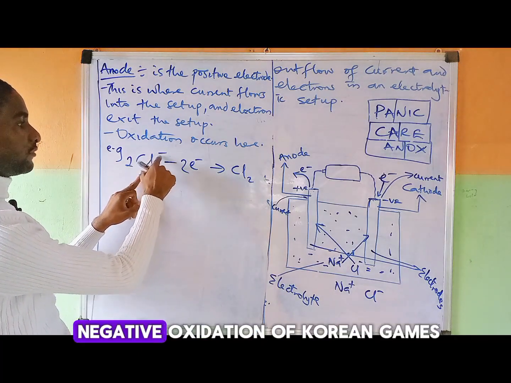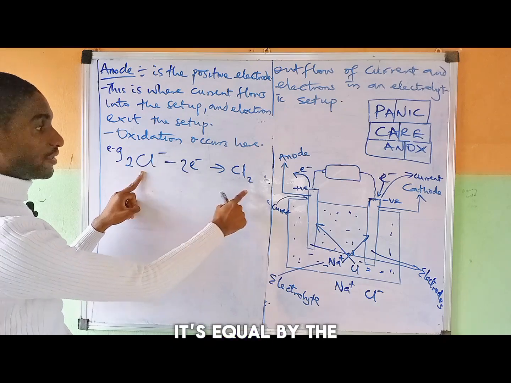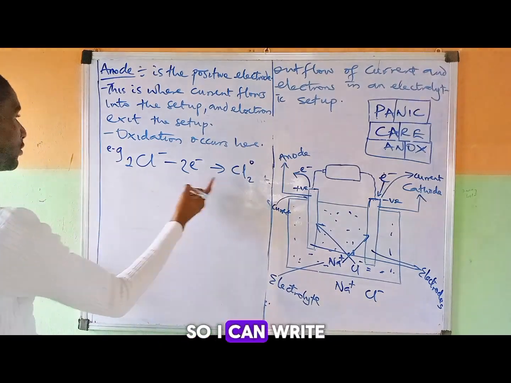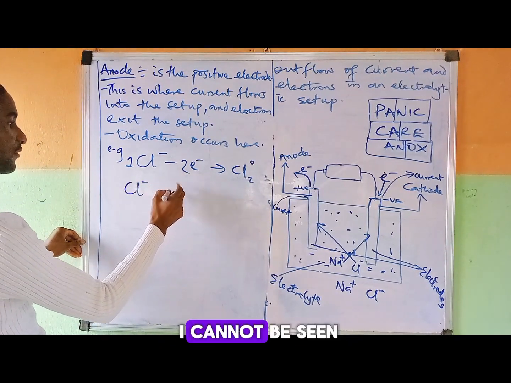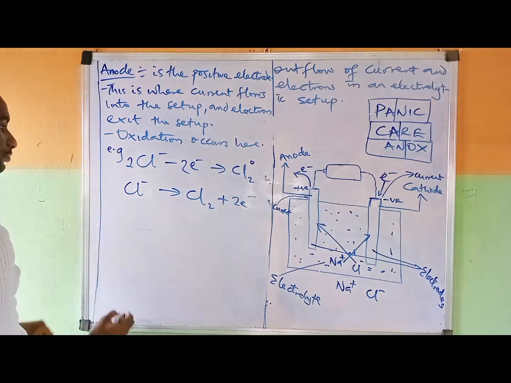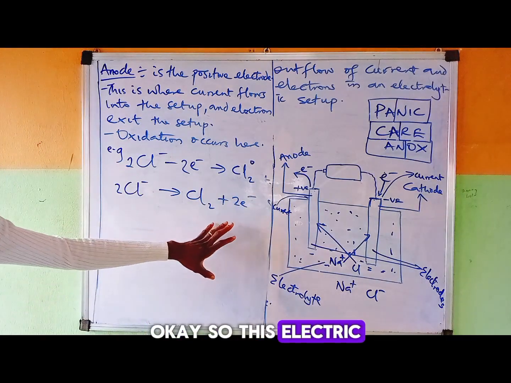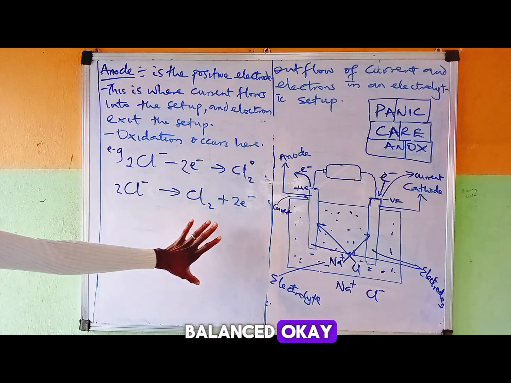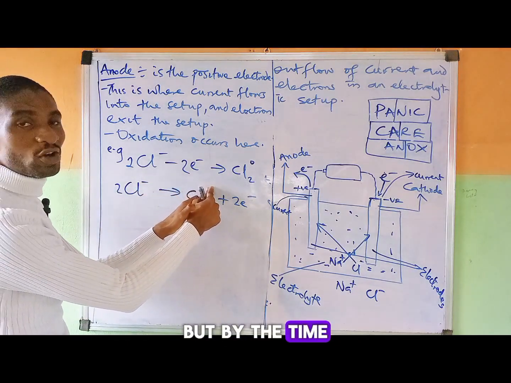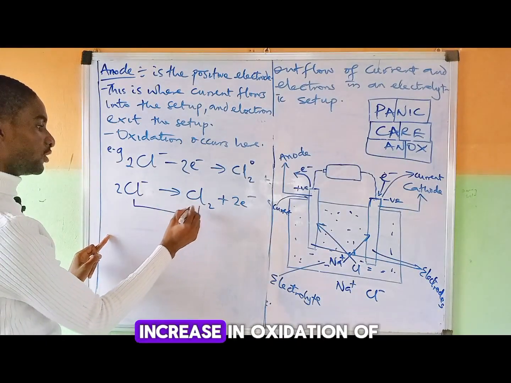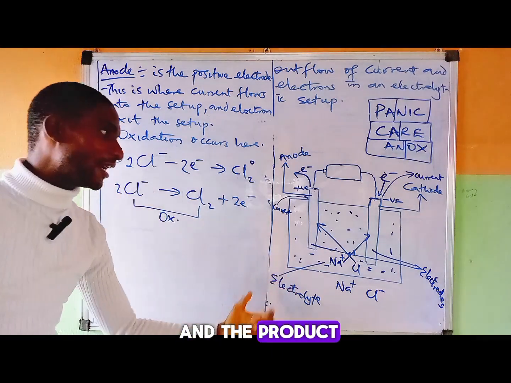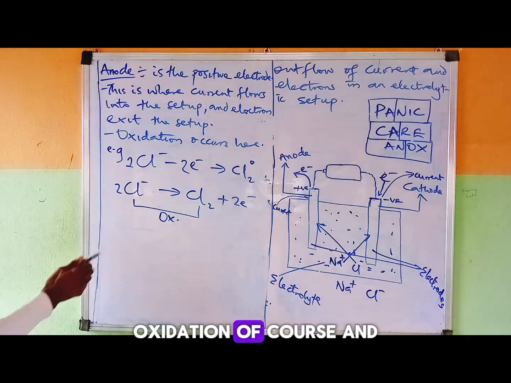The oxidation number of chlorine here is negative, but by the time it gets here, it becomes 0. This minus 1 to 0 is an increase. So I can rewrite this as Cl minus goes to Cl plus electron. So this equation is now balanced. On this side it was minus 1, but by the time we got here, that is 0. So this is an increase in oxidation number, and this is oxidation. So oxidation occurs at the anode.